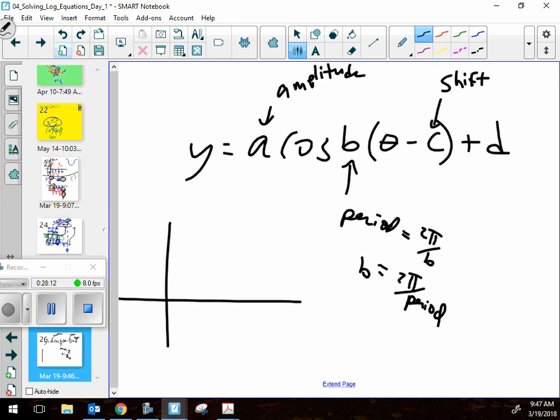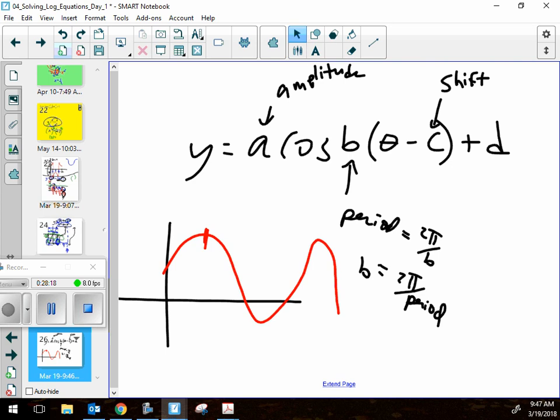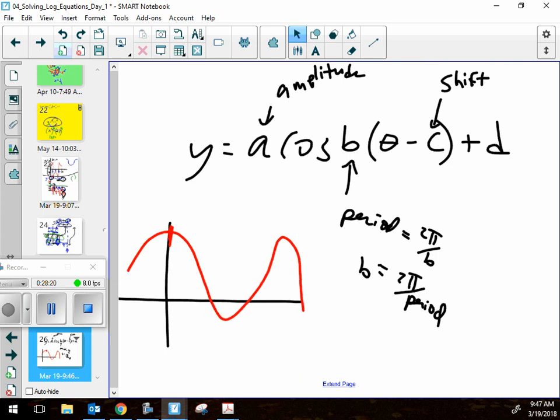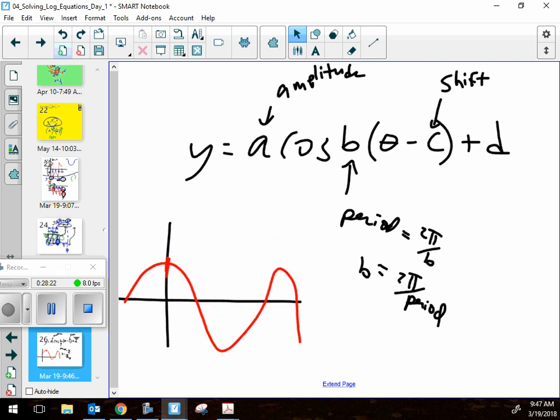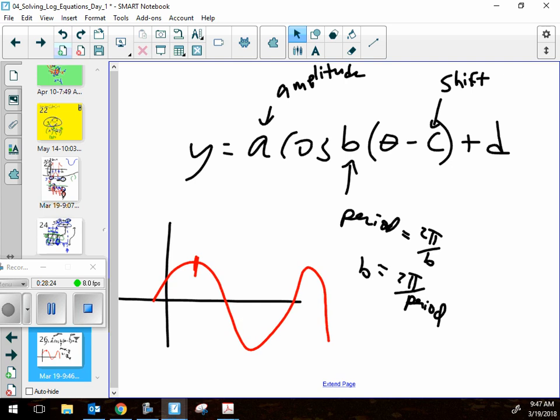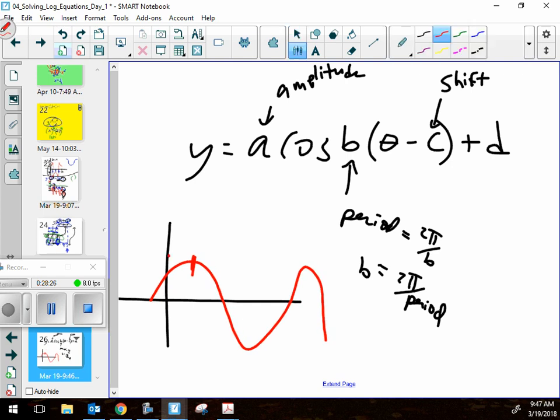If our wave was like this, do you get that this is how far cosine has been shifted? Because cosine normally starts like this, right? I should move this down, sorry. But if this is moved over, however far that's moved over, that's how far the shift was. And that's a horizontal shift, and this is a vertical shift.